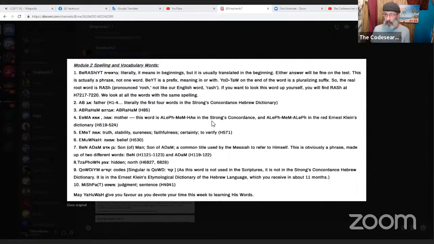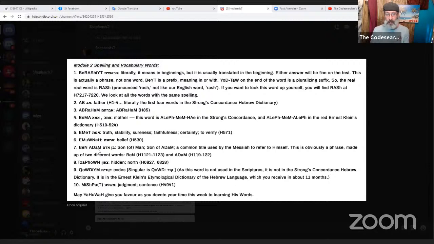Number 5 is Emet. Emet means truth. It's an Aleph, Mem, Tav. It means truth, stability, sureness, faithfulness, certainty, to verify. H571 is your Strong's. Emunah is number 6. Emunah is faith, and it is an Aleph, Mem, Vav, Nun, Hey, and it is H530.